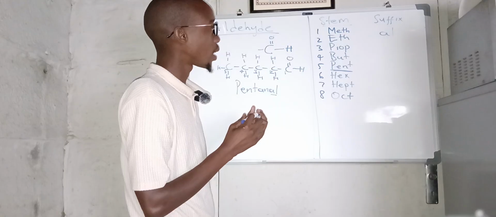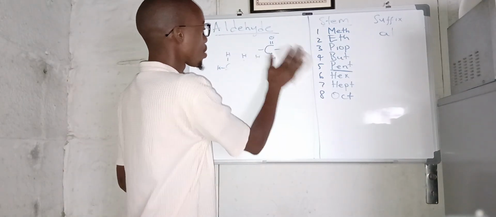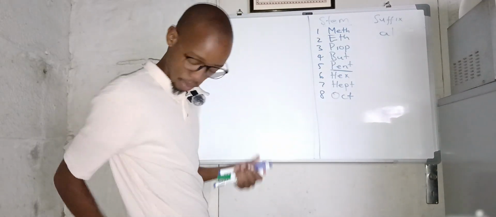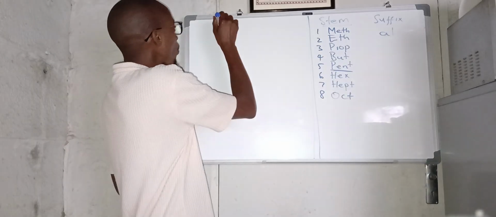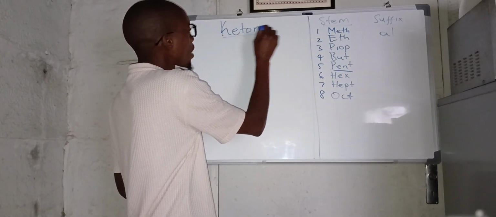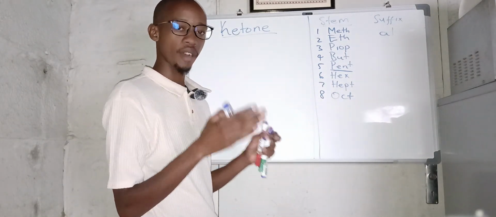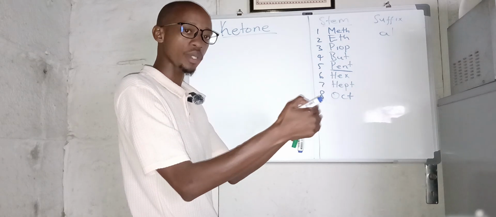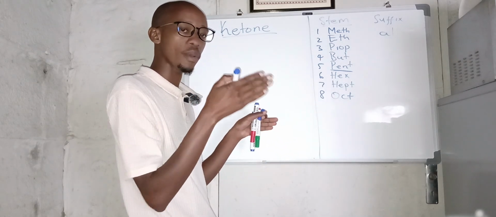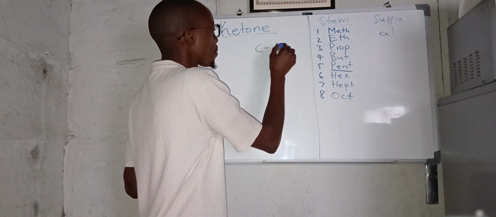So let's come to the second one, which is ketone. If you remember well, I said to you, ketone and aldehyde share the same functional group. But the difference between these two is that for aldehyde, its functional group is always on the outside, meaning on the first carbon. But for ketone, its functional group is always in between two carbons, meaning it's surrounded by two other carbons, something of this nature.